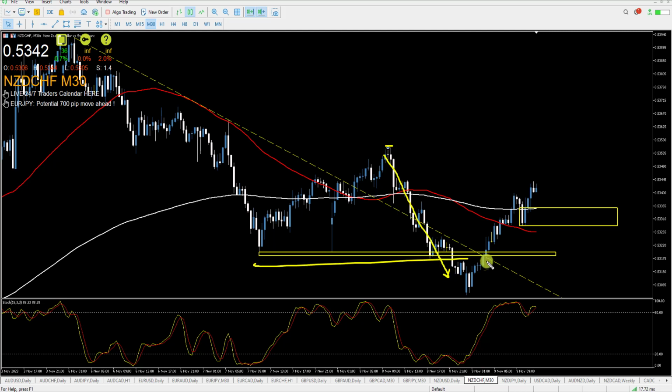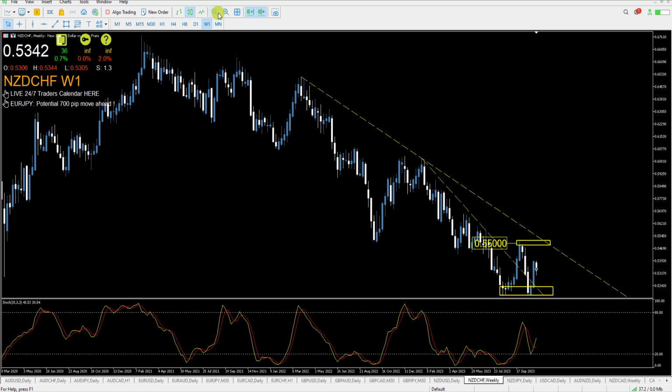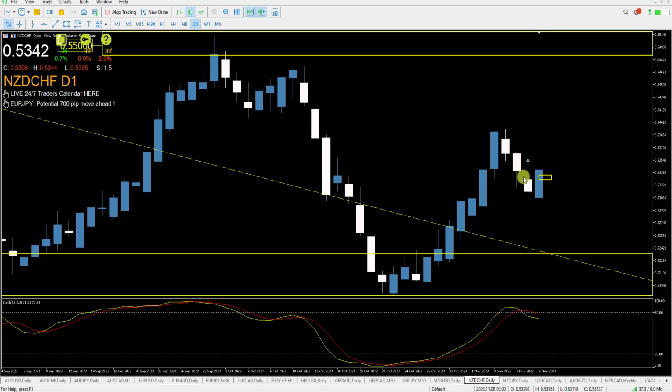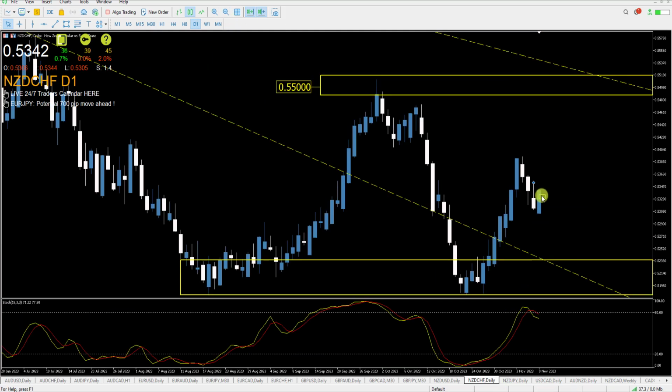My stop loss was below this swing low. I got taken out. Ever since then, price has started to rally back to the upside. I still have faith in this one because of the weekly chart. I like the weekly bullishness here. I still think it's the right chart to look at for potential long ideas.